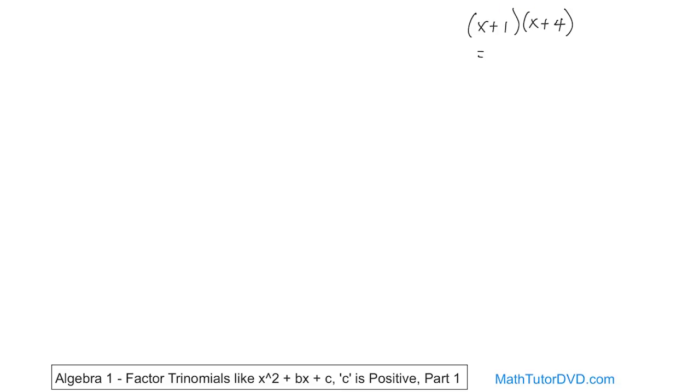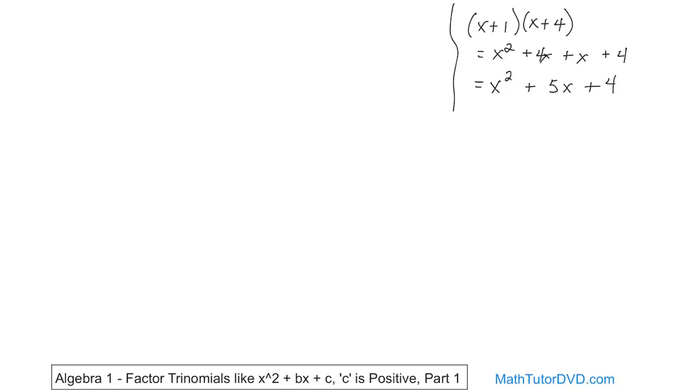So if you were actually going to do this, it would be the first two terms. X times x would give you x squared, right? The outside terms, x times 4, is going to give you 4x. The inside terms, 1 times x would give you x. And the last terms, 1 times 4, would give you 4. We've learned this before. And then we start to collect like terms. So we have 4x plus x, those are like terms. So this would come out to be x squared plus 5x plus 4. This is stuff we've done before.